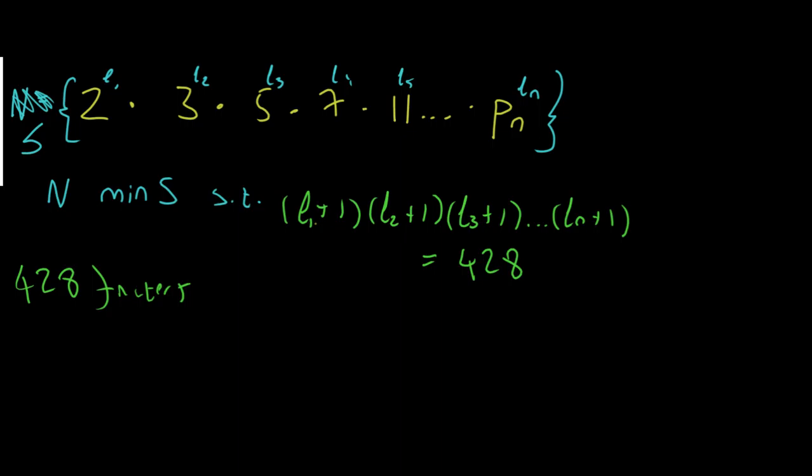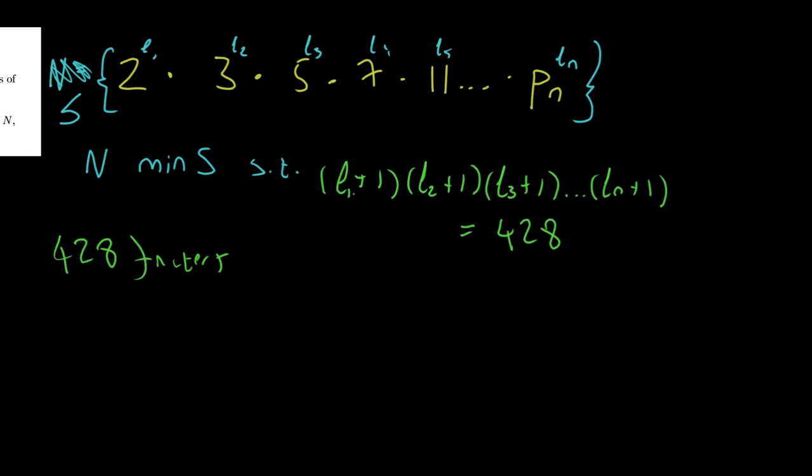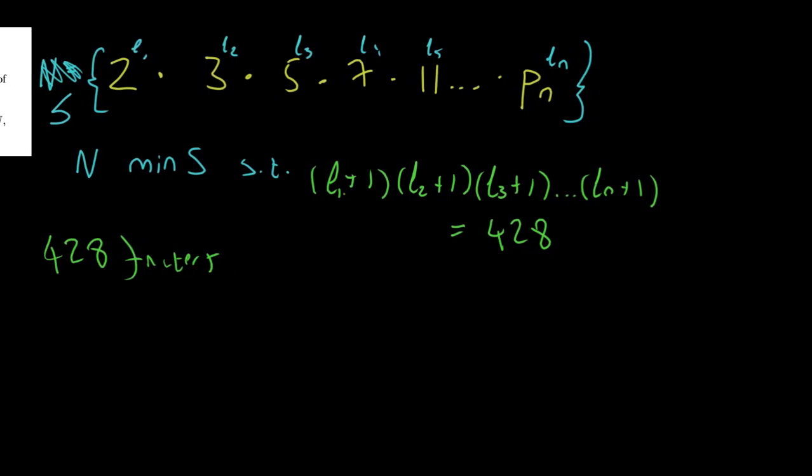Interesting. So it's a minimum s such that if you take all those L1s, and remember, you can pretty much represent any number by the product of its prime factors. So s could be anything at this point. We don't really know, especially because Pn isn't defined yet. But let's break down this problem.